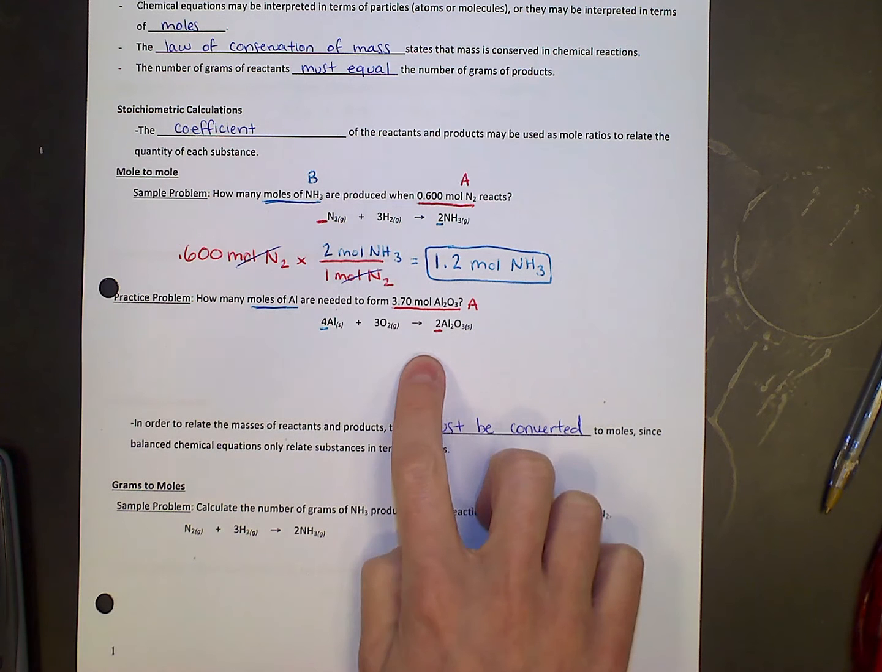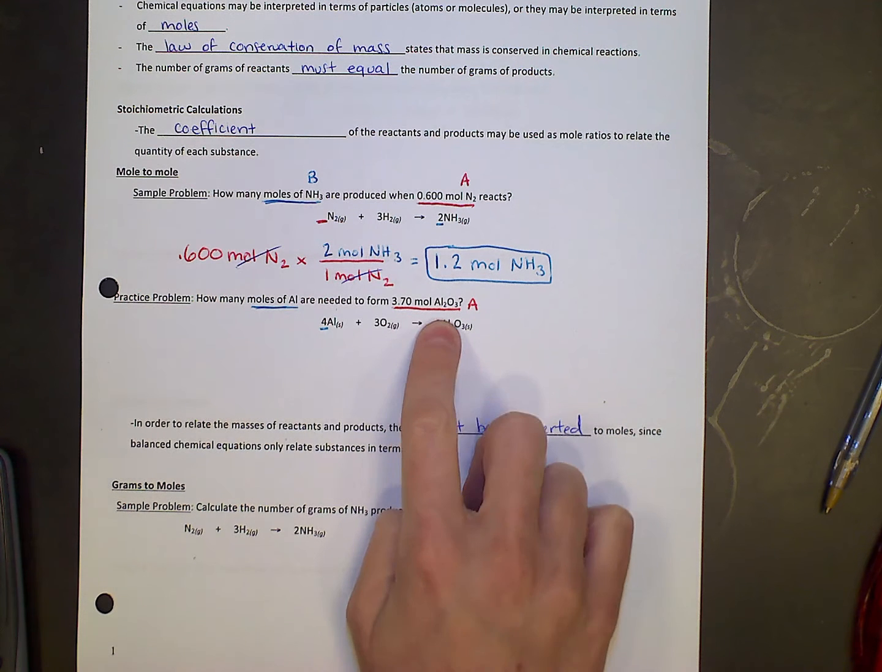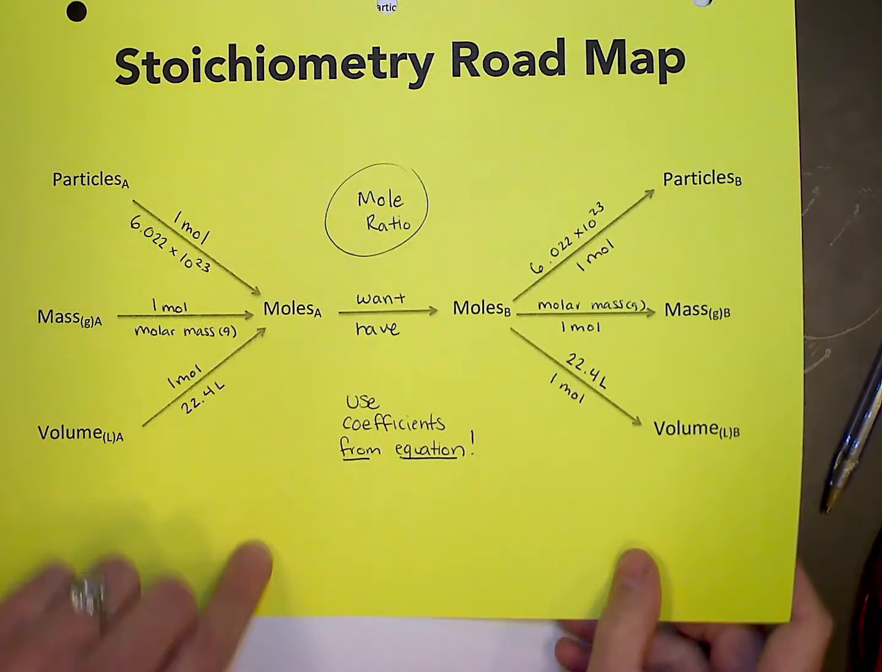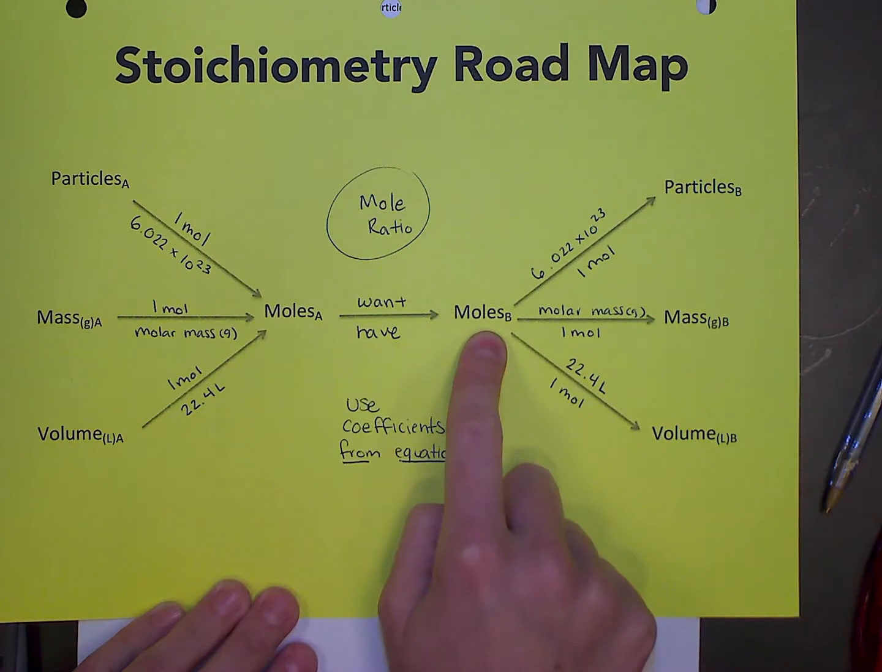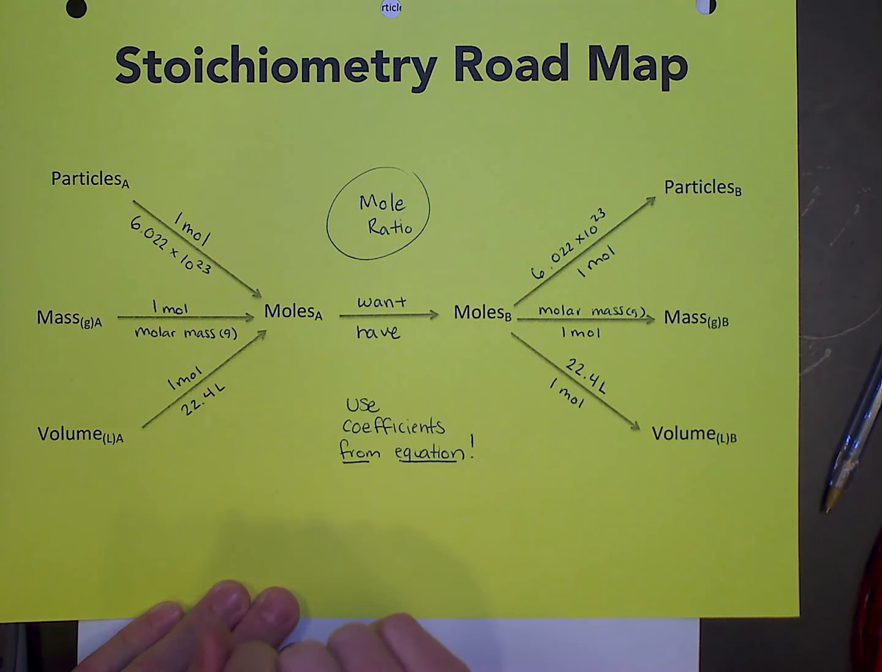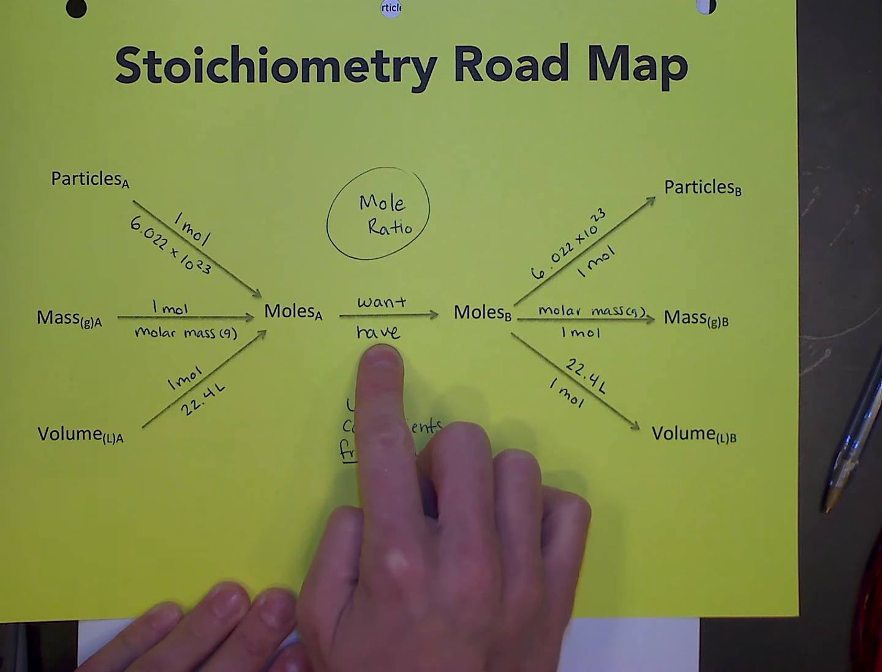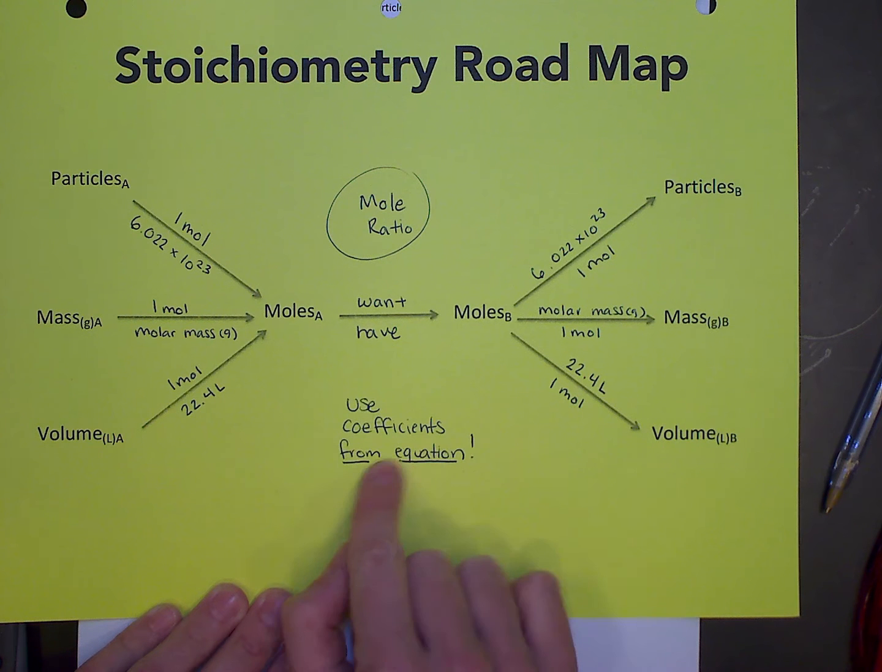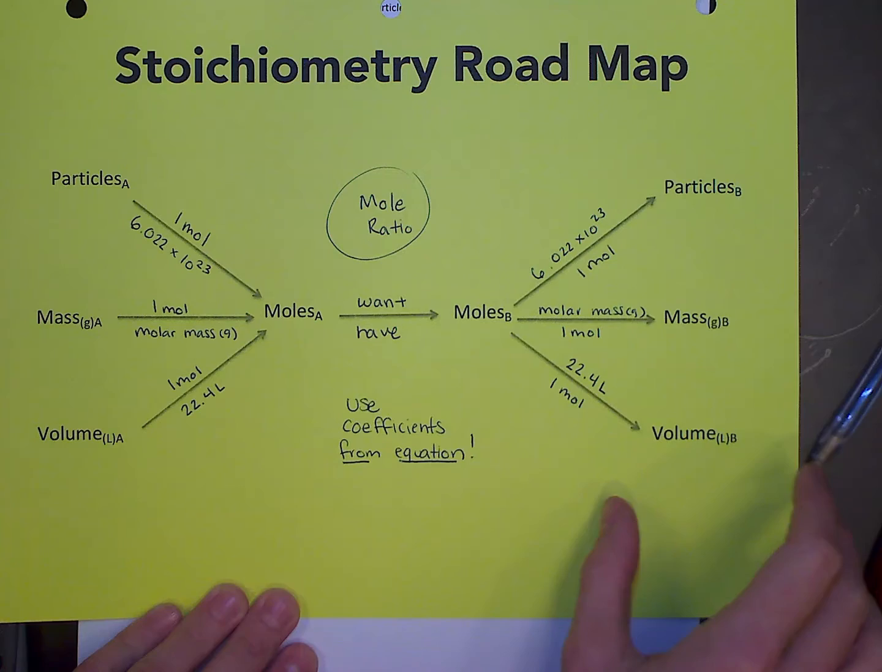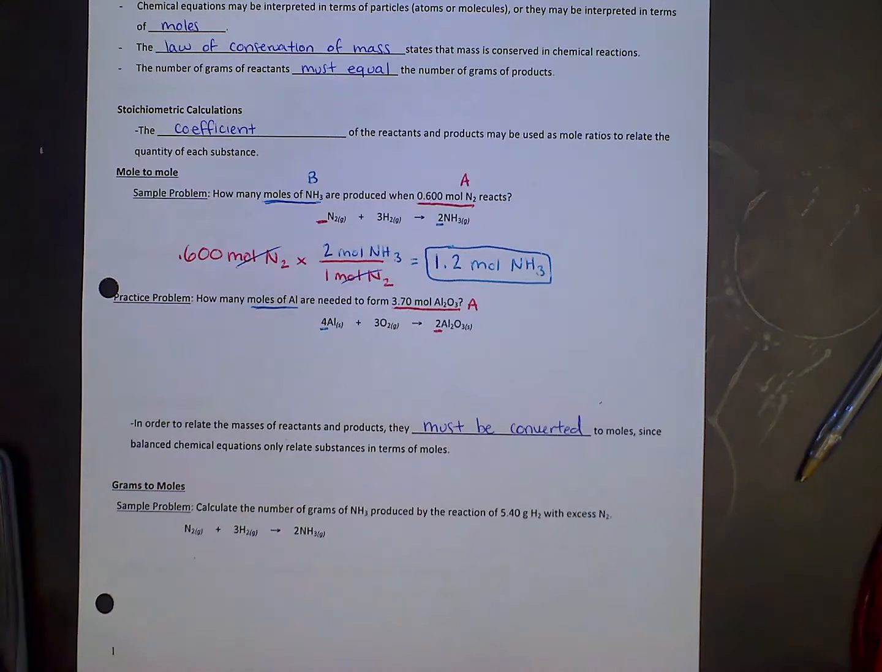We look back at the roadmap and figure out where we're starting. Moles of Al2O3 to moles of Al, that's going to be another moles to moles problem, because we're starting and ending in moles. So the only conversion we have to do is this one right here, where we use the coefficients from the equation. So let's go ahead and set that up.